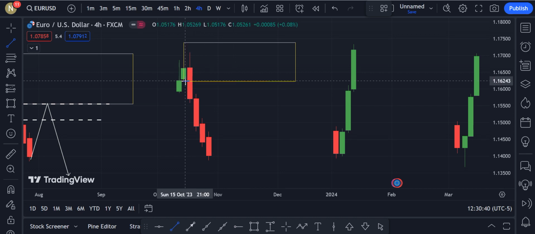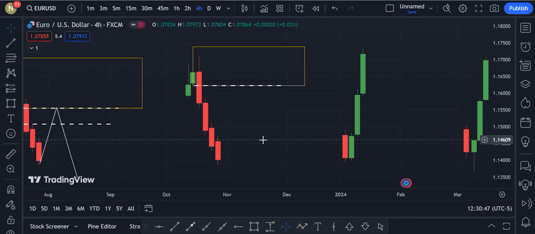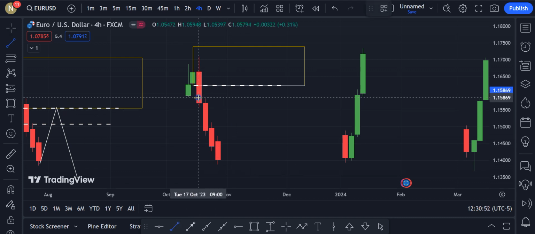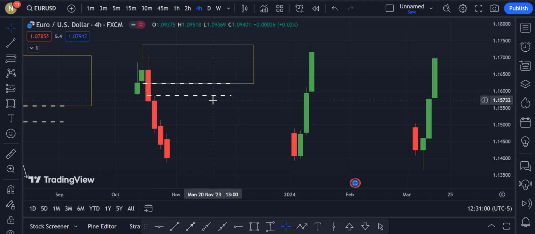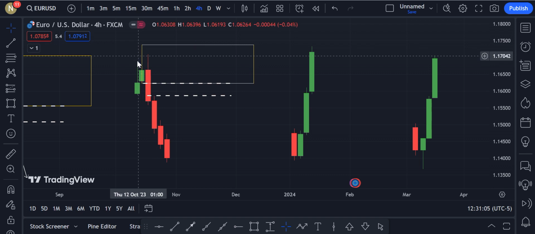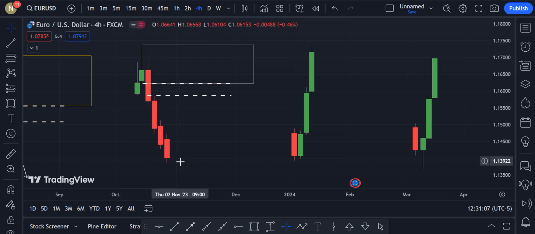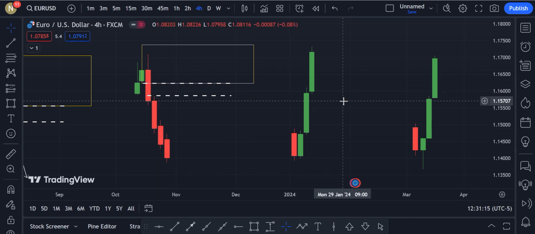Do you see that? That's some inefficiency, some gap that was created, a fair value gap. So it grabbed liquidity, made that strong move, then created these impulsive moves, the strong drops, which left us space around here, which made it valid for us.